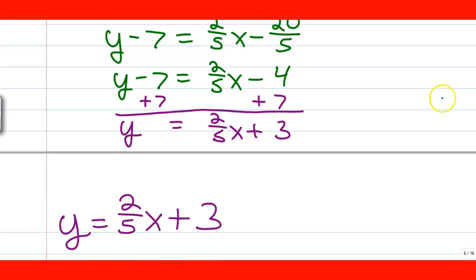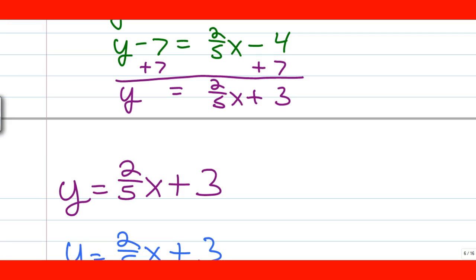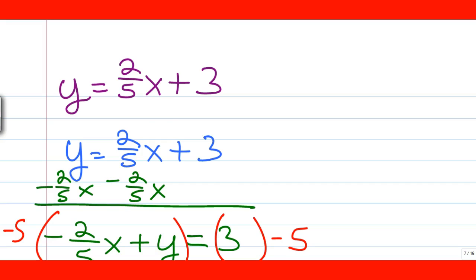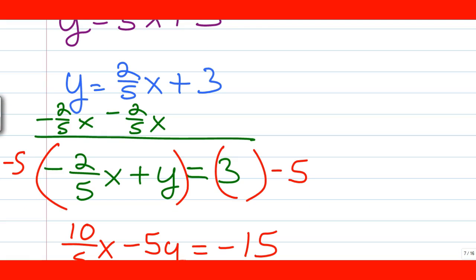So this is going to result in y equals 2/5 x plus 3. So I found the slope-intercept form, so I've answered half the question. The other half says to put it also into standard form, which is ax plus by equals c. So that means I need to move this x to the other side. So I'm going to subtract the 2/5 x from both sides of the equation.